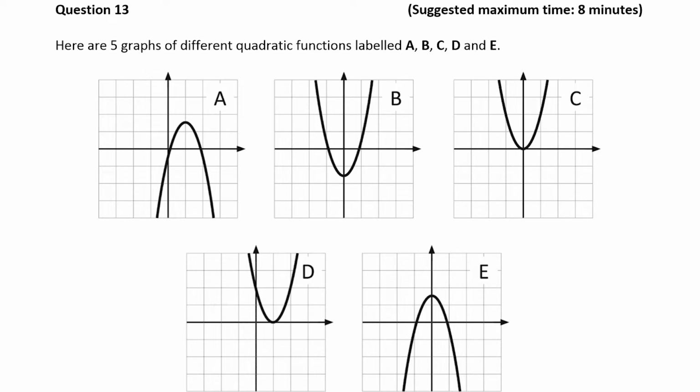This is Matthew and we are going to be doing question 13, which is a 15-mark question. We are shown the graphs of 5 different quadratic functions labelled A, B, C, D and E, and we have to match them up with the correct functions. So now let's have a look at our functions.